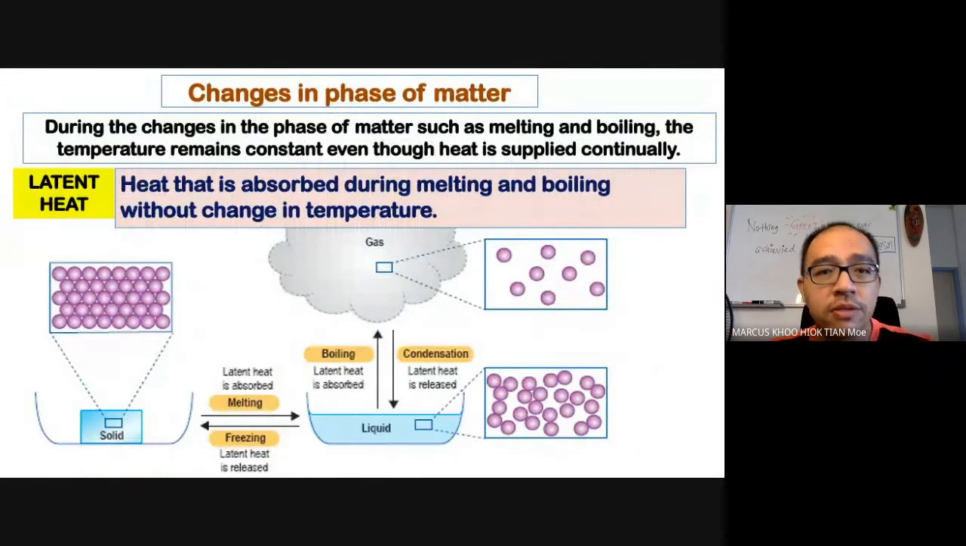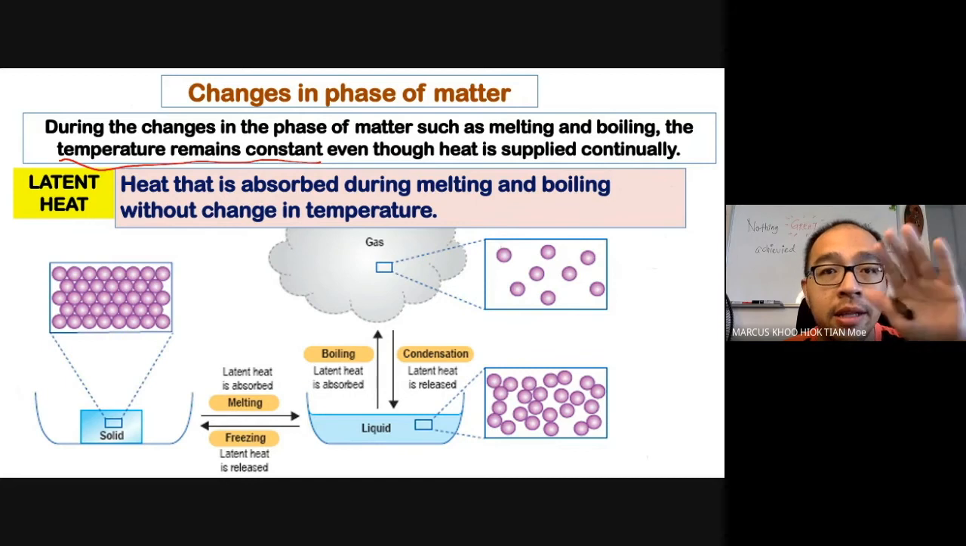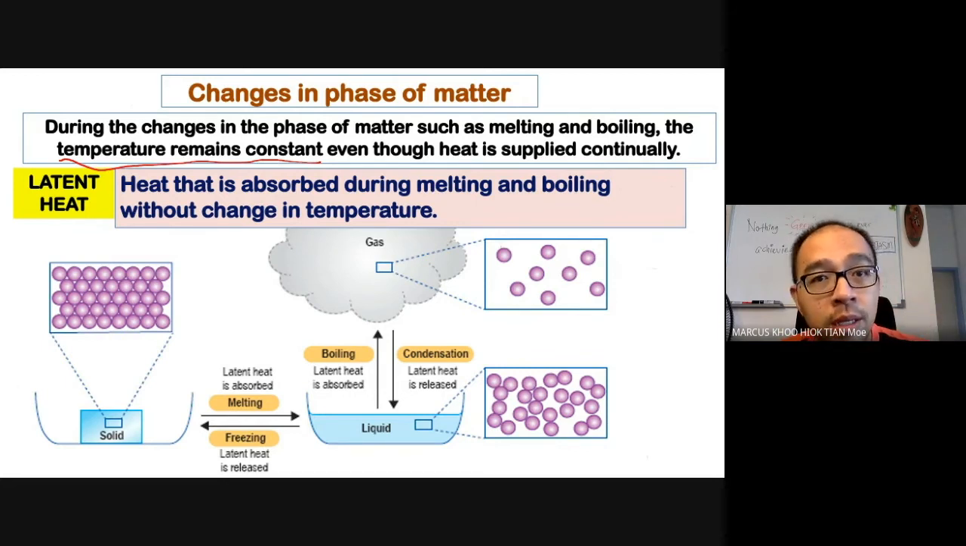Okay, so the change of phase in matter, or change of states in matter. As I said, during the changes of phase in matter, such as melting and boiling, the temperature remains constant. There is no increase in temperature, which is strange to us. Because when we first learn science, we always think that if you provide heat, the temperature will surely rise. The moment you stop providing heat, then the temperature will either go down or stay. But in physics now, we learn something new.